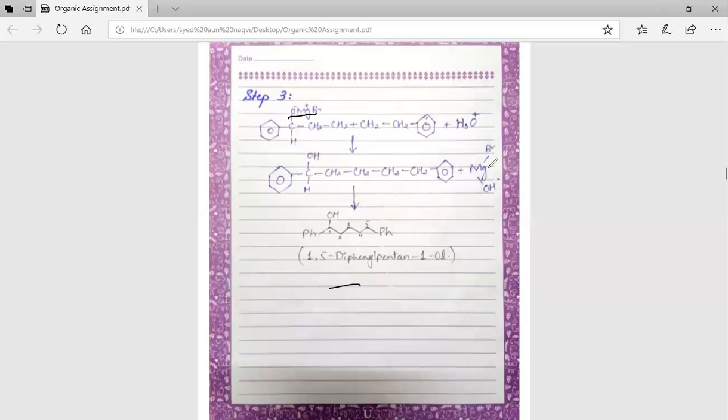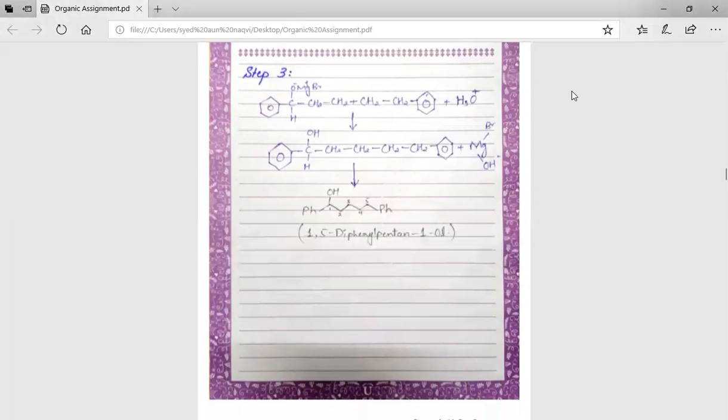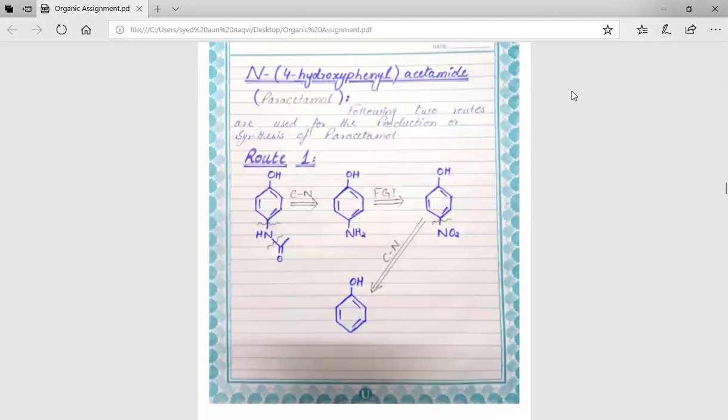So moving towards our next product that is going to be discussed under the retrosynthetic analysis procedure. It is N-4-hydroxyphenylacetamide, or paracetamol. It is also known as acetaminophen. It is commonly used as a painkiller and for fever relief in children. This is a medical product.